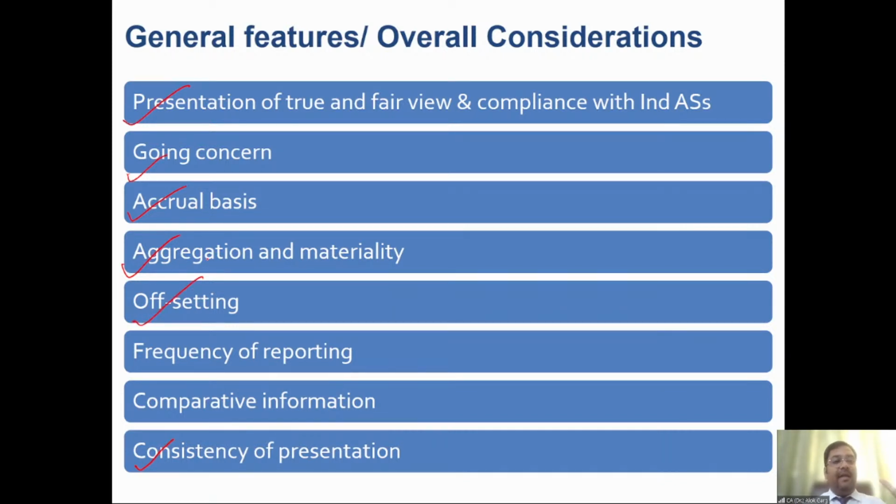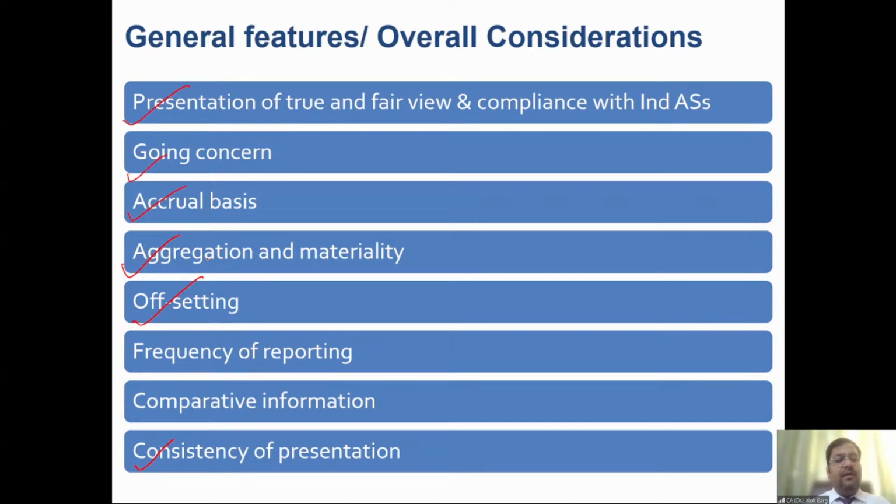Offsetting means setting off assets and liabilities, setting off income and expenses. So guys, if we set off the entire assets and liabilities in the balance sheet, in that case, only reserves and surplus will be left in the balance sheet, right? If we set off revenue and expenses, in that case, only PAT, profit after tax, or PBT will come into the P&L, right?